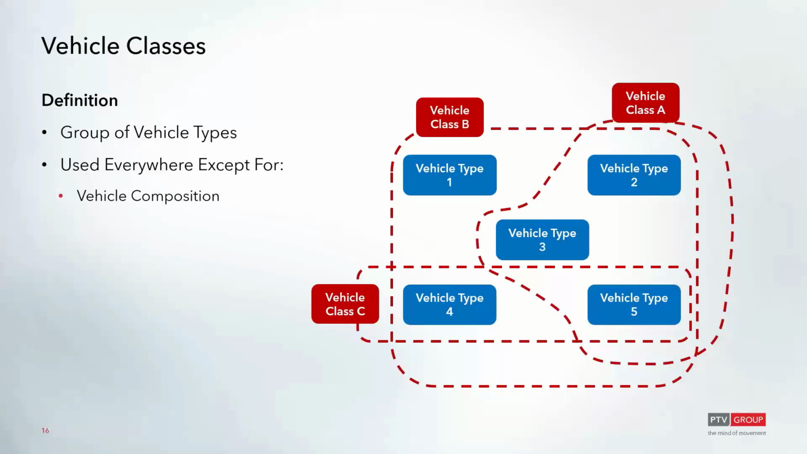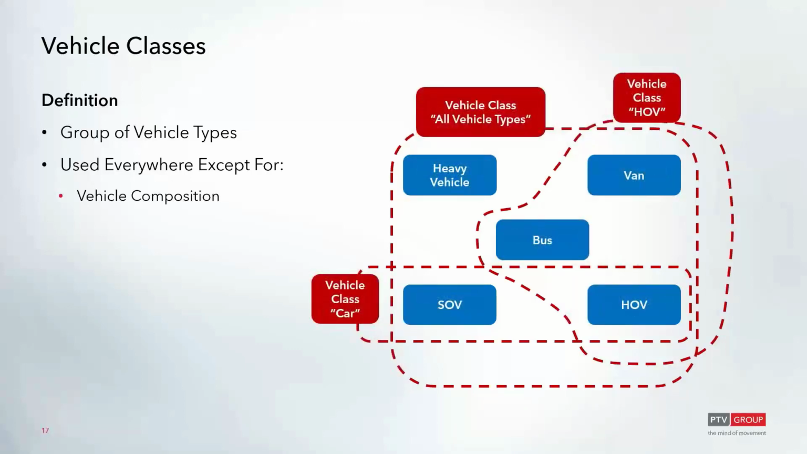And these vehicle types can then be grouped together within a vehicle class. So really, these vehicle classes are just a group of different vehicle types. So for example, maybe you have some vehicle types like the heavy vehicle, a van, bus, and then a single occupancy vehicle and a high occupancy vehicle. So these could be all your different vehicle types that you have. And then these can be further grouped together.